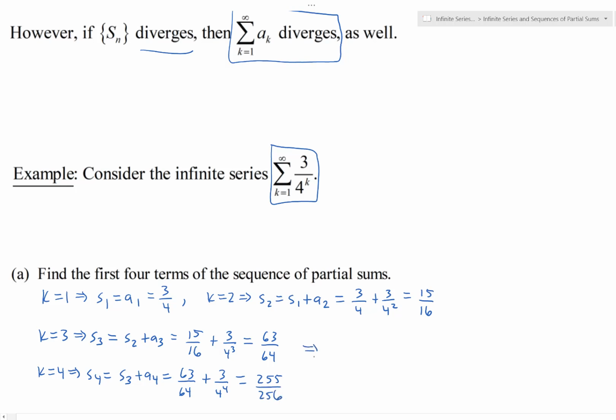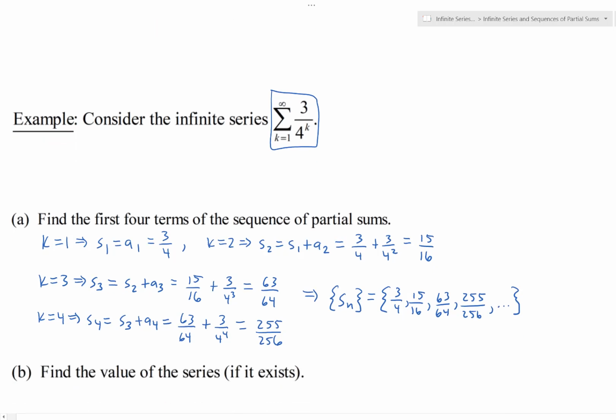So the first 4 terms in the sequence of partial sums are 3/4, 15/16, 63 over 64, 255 over 256, and so on and so on. The first 4 terms in the sequence of partial sums.